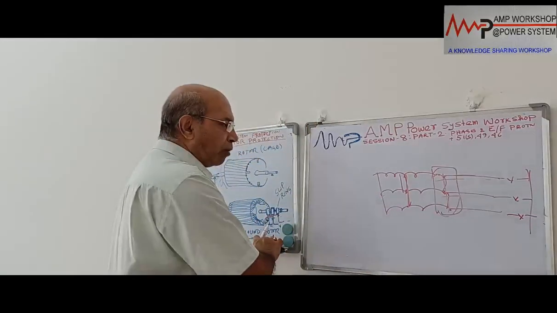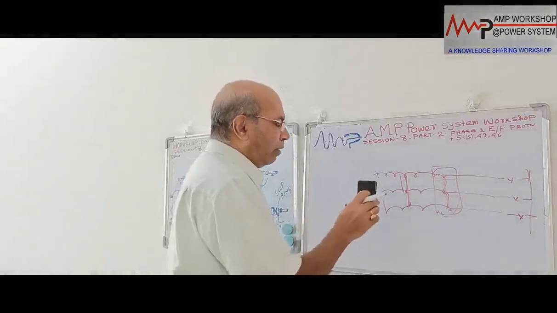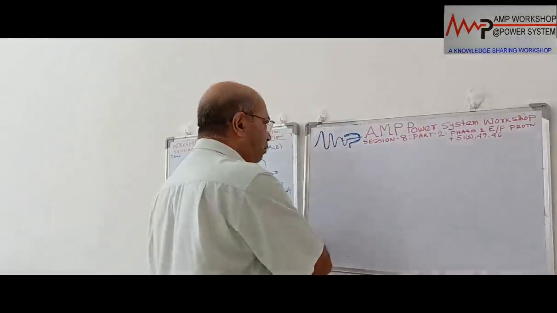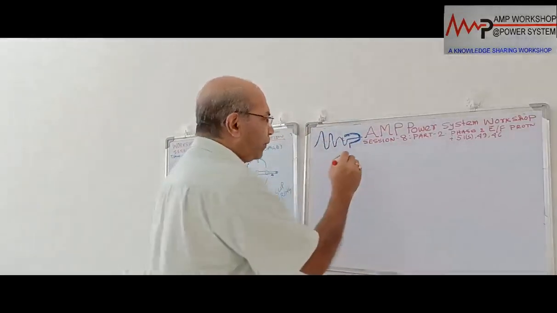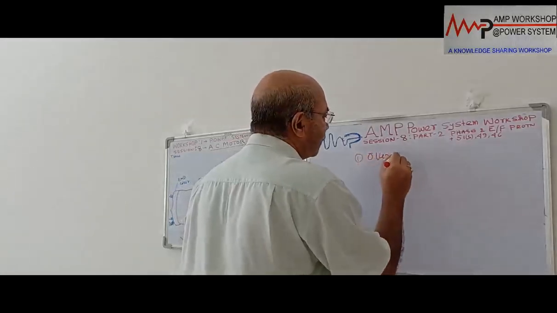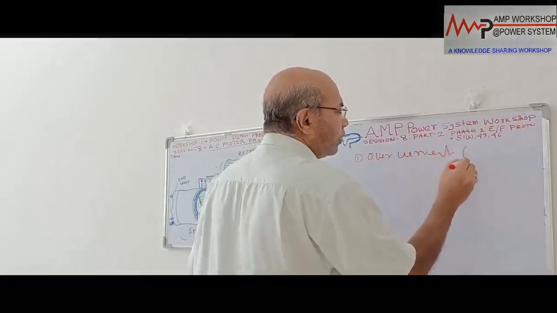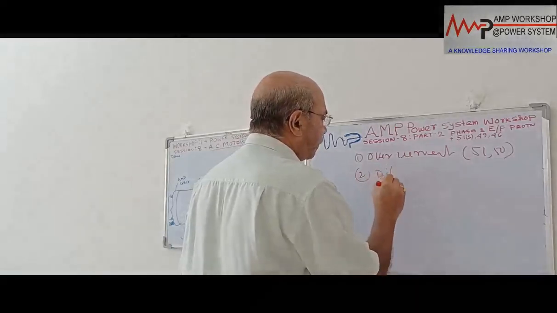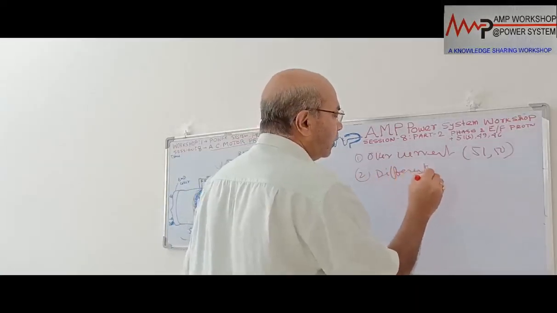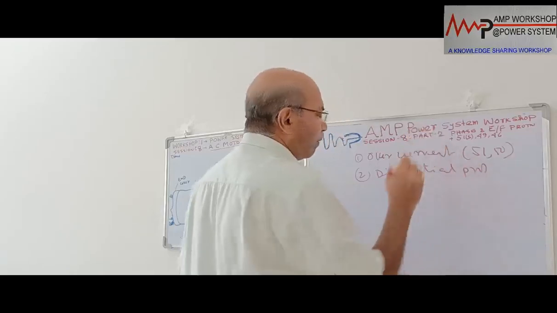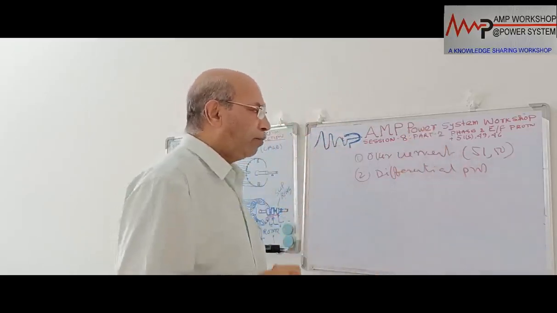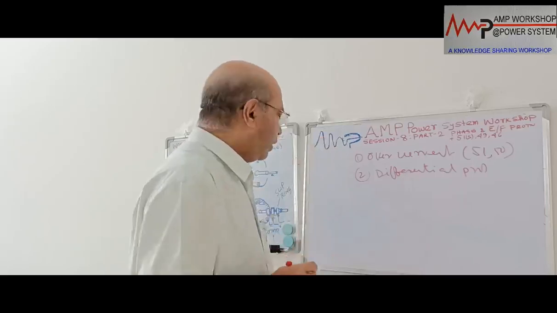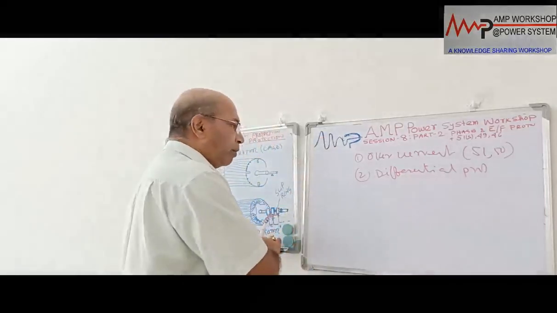Now there are normally two types of protection we provide for phase fault protection of the motor. There are two ways we can give the phase fault protection. One is overcurrent protection, that is 51 or 50, and then there is differential protection. Differential protection we can provide to protect from the phase fault. Which protection will be provided for which type of motor, we will discuss in the part 3 application. But now we will see how this overcurrent and differential protection is provided for motor phase fault.